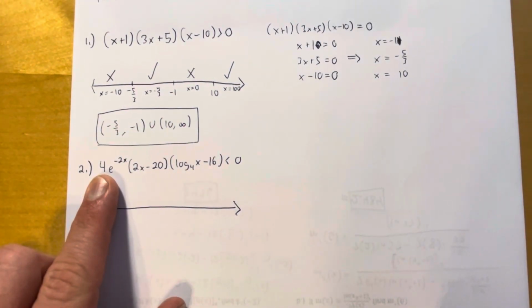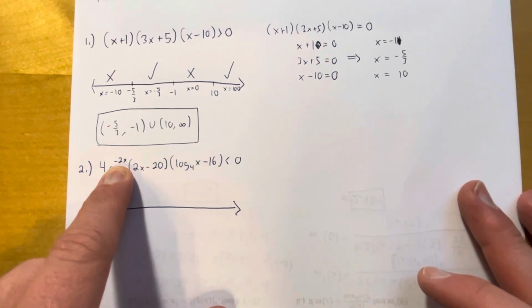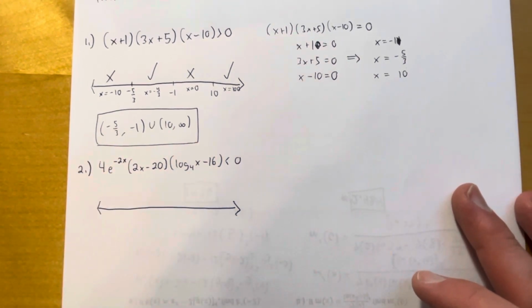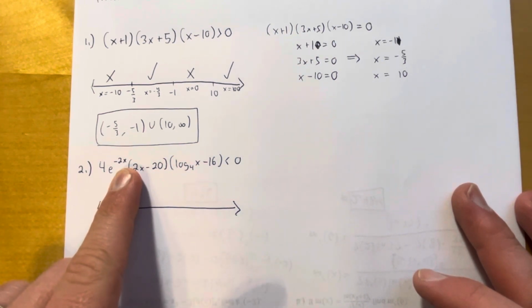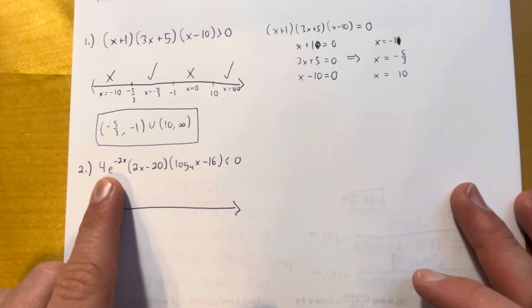Now, exponential functions always come out positive. Doesn't even matter that there's a negative in the exponent. It still gives me a positive number no matter what I plug in for x. So it will never come out negative. It will never be equal to 0.